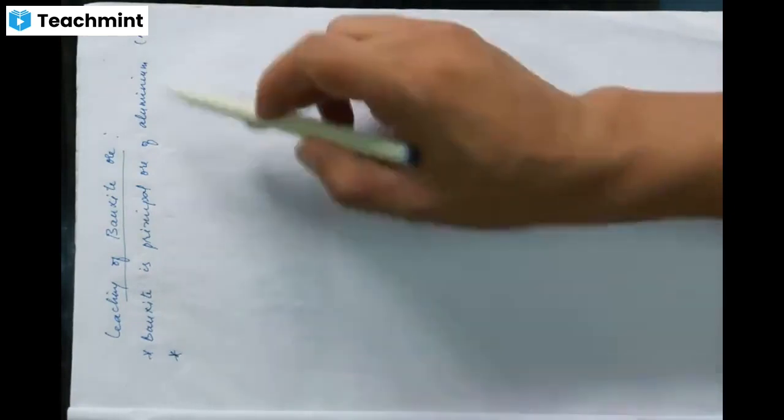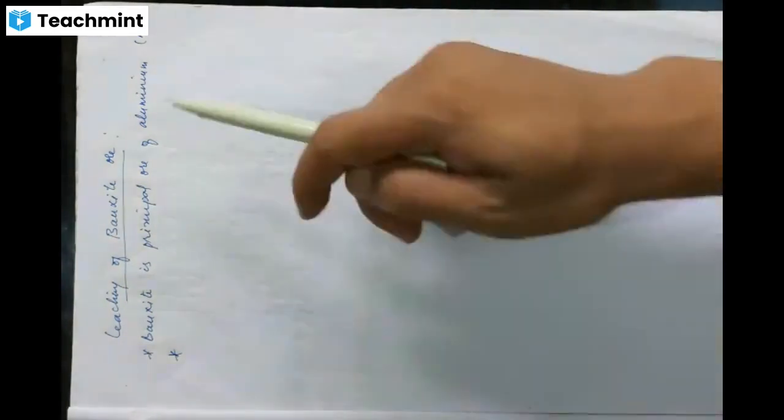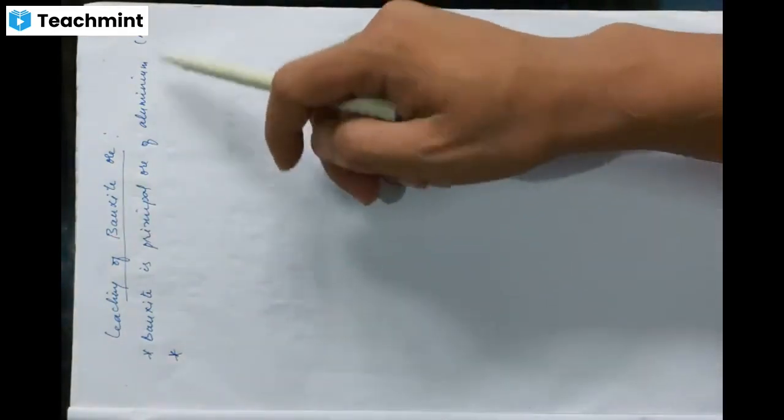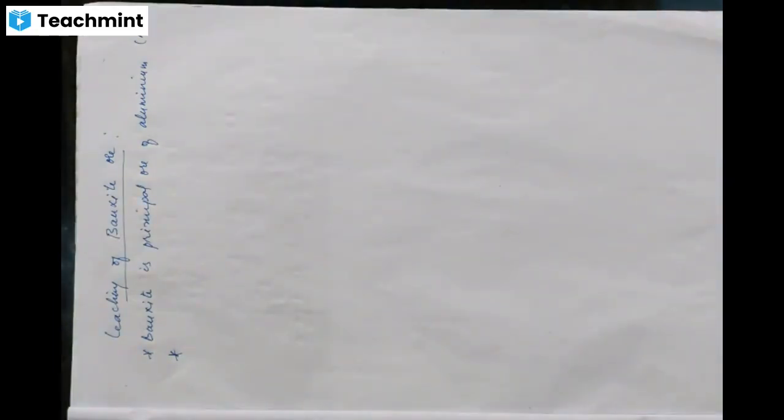So we can extract aluminum profitably from bauxite ore, and this aluminum is a very useful metal, of course, because for one thing, it is cheap, and we can make a lot of alloys with aluminum, so it's a very useful ore for our daily purposes.